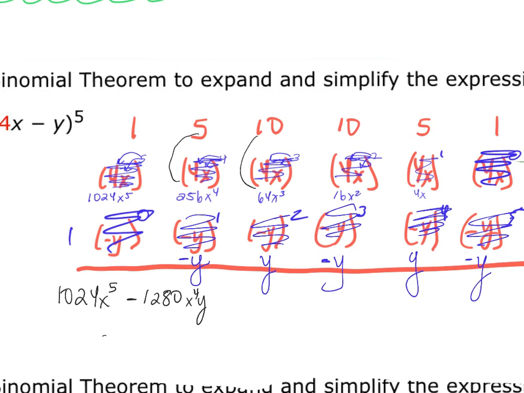So 10 times 64 is 640. I forgot to put the 0. Thank you. So the next one I have 10 times 16, which is 160, but I have a positive x squared and a negative y. So it's negative 160 x squared y.